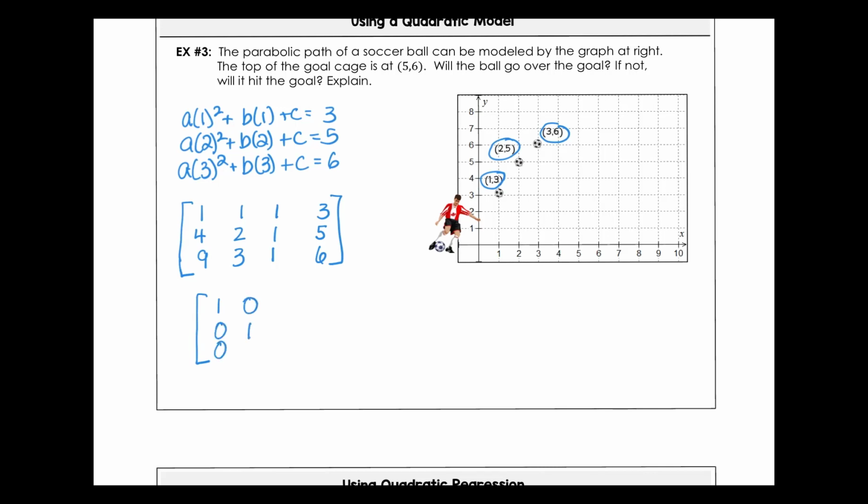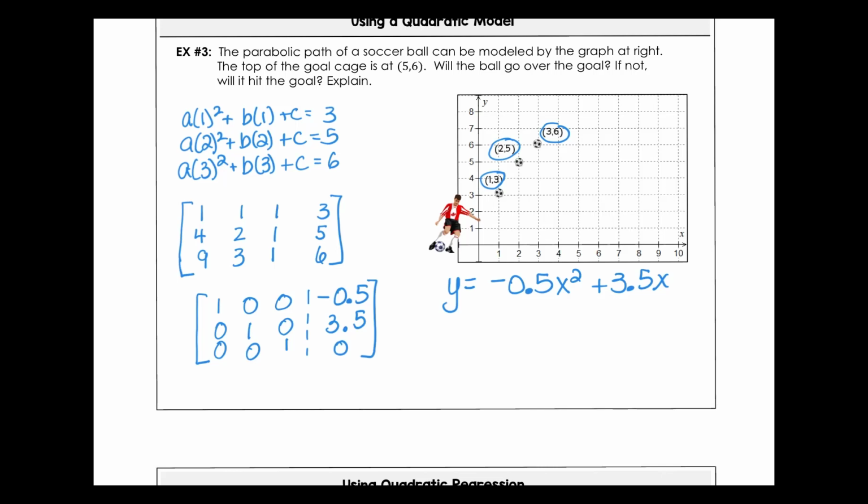your reduced row echelon form is going to give you negative 1/2, 3.5, and 0. So our parabola is y equals negative 1/2 x squared plus 3.5x.